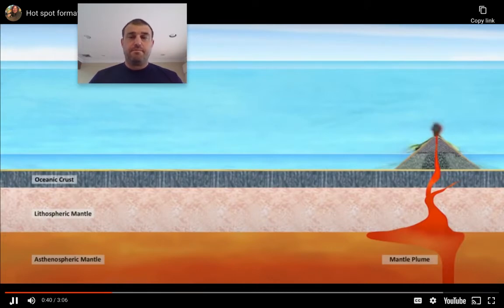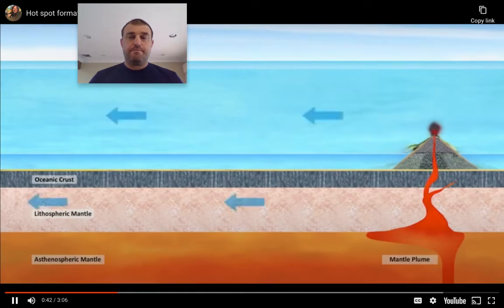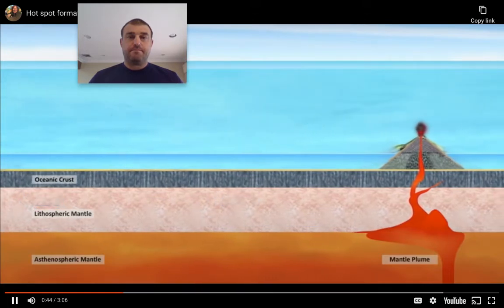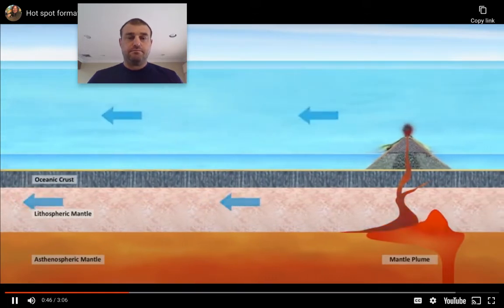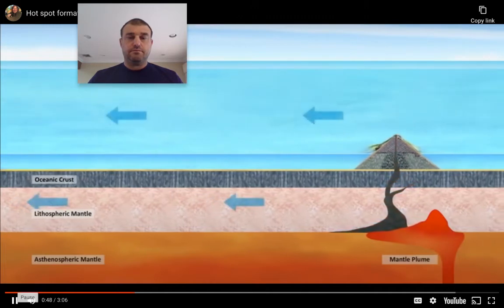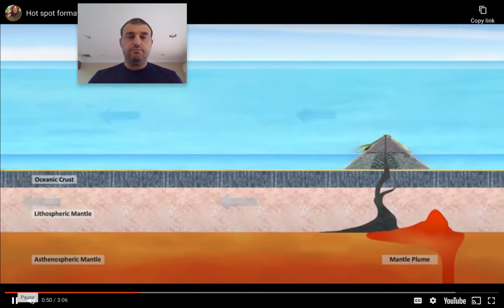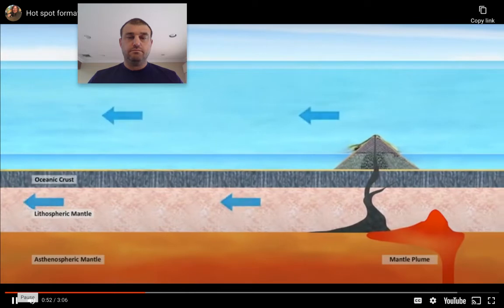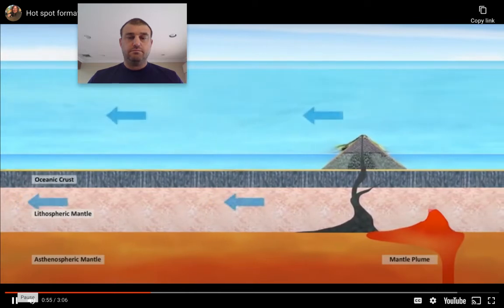An entire chain of such islands forms because the plate carrying the volcanoes moves across the stationary hotspot inside the asthenosphere. This movement slowly carries the active volcano off the mantle plume, causing it to go extinct.